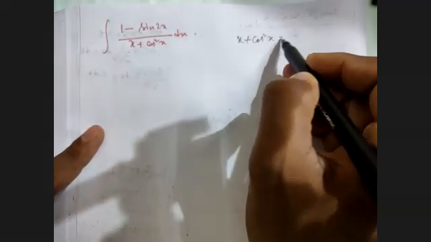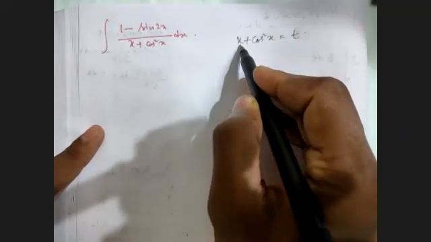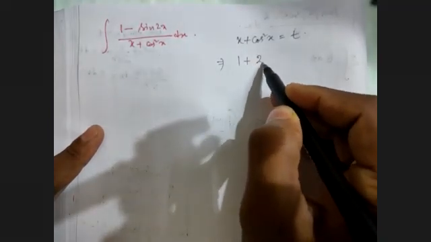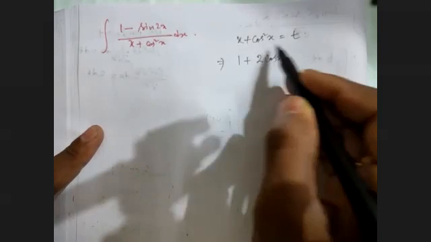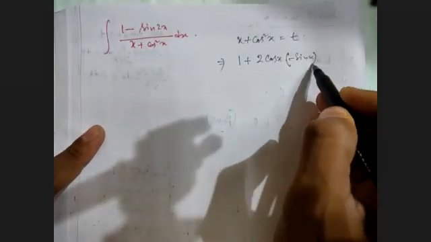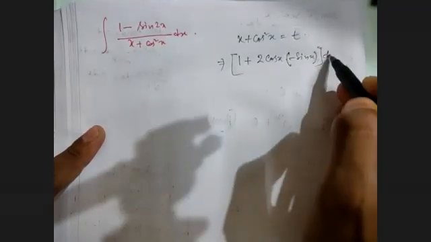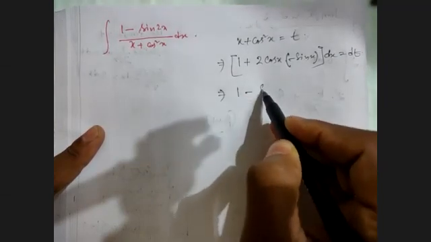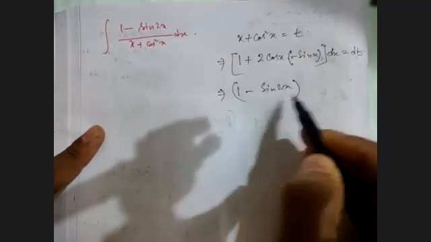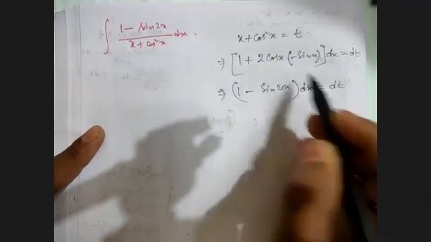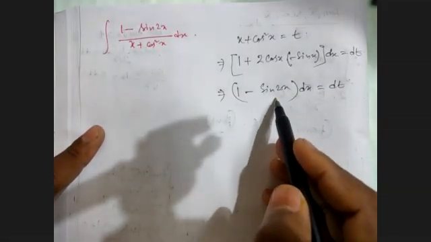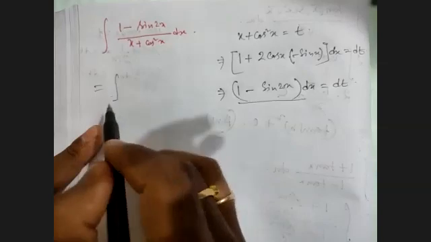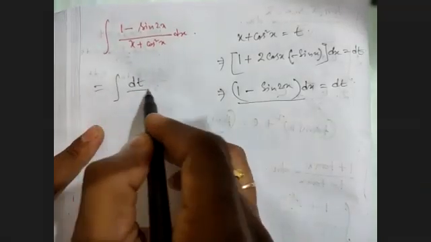d/dx of x is 1, d/dx of cos square x is 2 cos x into d/dx of cos x, that is minus sin x. So (1 minus sin 2x) dx equals dt, since 2 sin x cos x is sin 2x. Now check this one present here in the numerator. So you can write it as integration of dt by t.